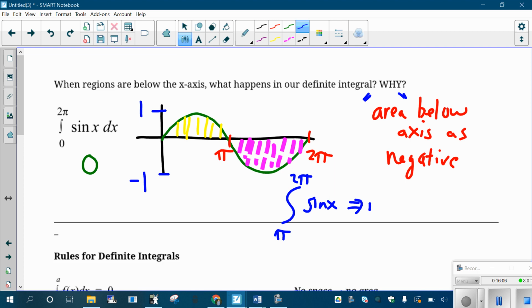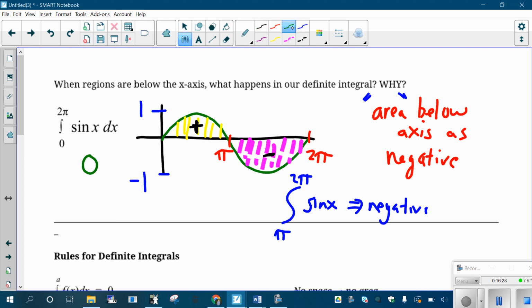Why? Because it's all underneath the x-axis. Okay? Now, in the case of our original problem, the part above the x-axis and the part below the x-axis were the same size, and so they canceled each other out. Our positive area and our negative area were the same area. Okay? Why does area below the x-axis count as negative?